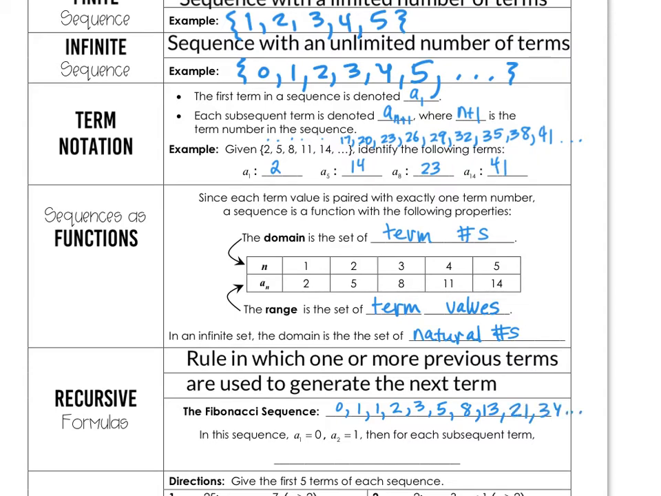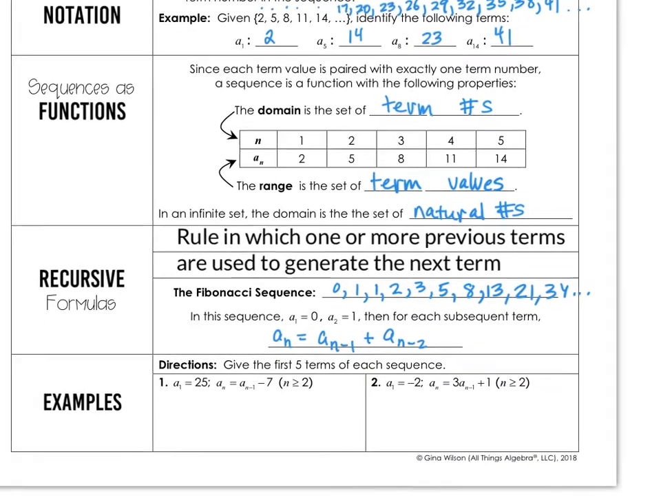In the sequence, the first term is 0, the second term is 1. Then every term after that is adding the two terms in front of it. So a sub n minus 1 plus a sub n minus 2. Notice that's what we did. 0 plus 1 is 1. That's the third term. 1 plus 1 is 2, which is the fourth term. 1 plus 2 is 3. 2 plus 3 is 5. 3 plus 5 is 8. 5 plus 8 is 13. So it continues on by adding the two previous terms.